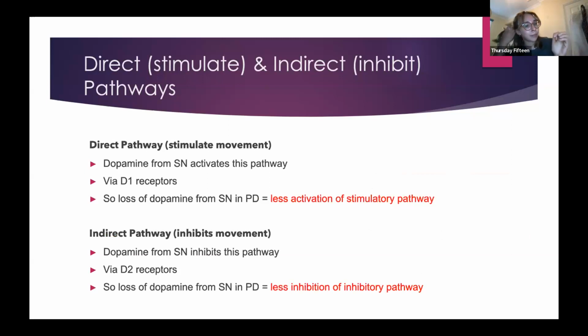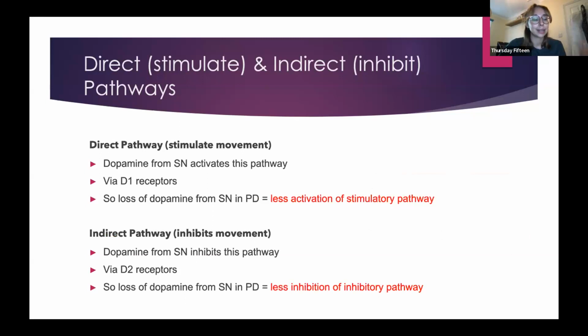The dopamine from the substantia nigra activates or stimulates the direct pathway via D1 receptors, dopamine 1 receptors. So if there's loss of dopamine in the substantia nigra in Parkinson's, then you'll have less stimulation of this direct pathway. So then you'll have less initiation of movement.